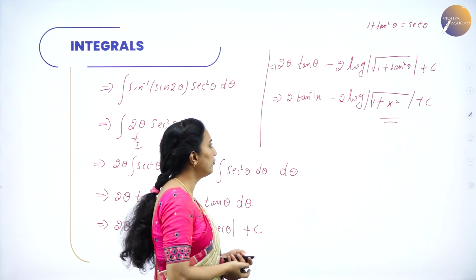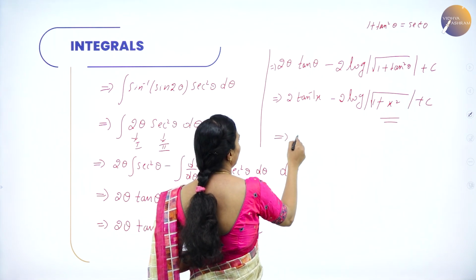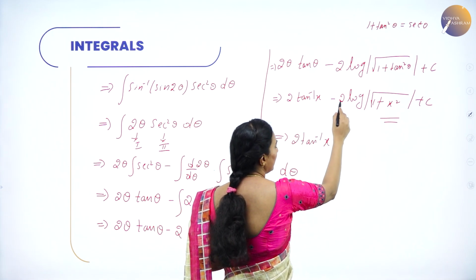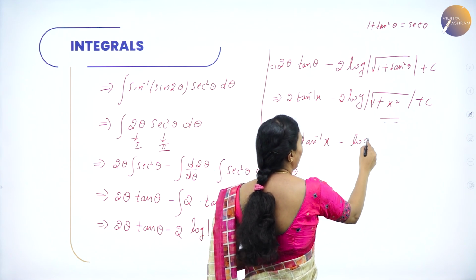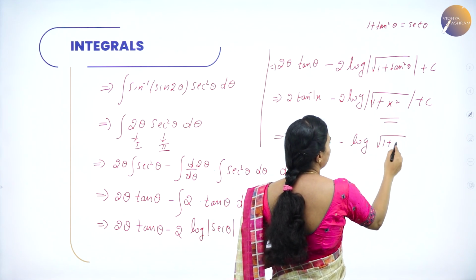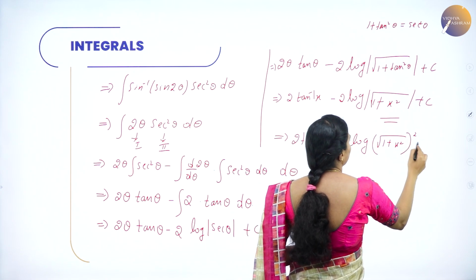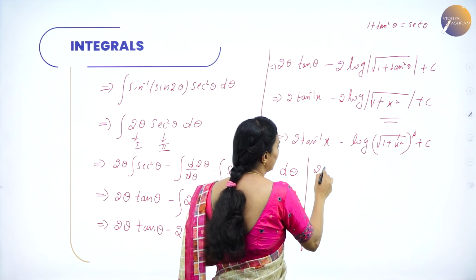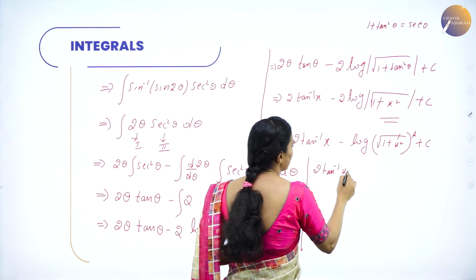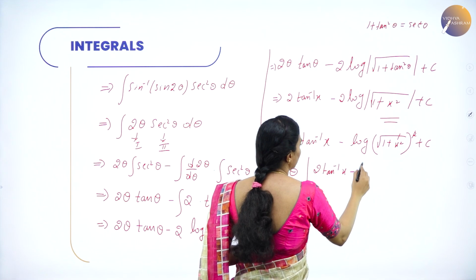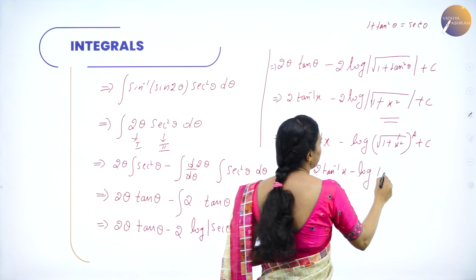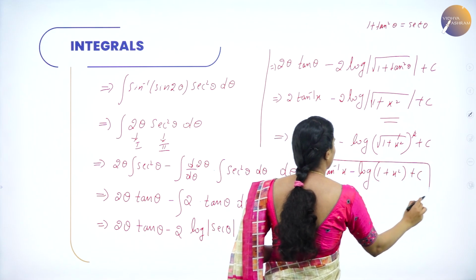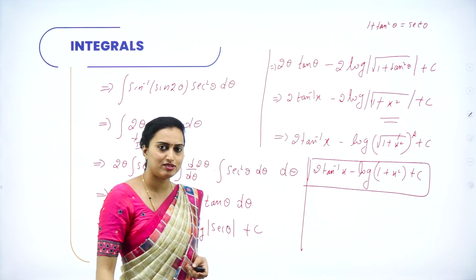Now, dear students, if you take according to the logarithmic formula 2 into tan inverse of x minus c n log m, which can be written as log m power n, 1 plus x squared whole square plus c. Anyway, root will get cancelled. So, the final answer you are going to get it as 2 tan inverse x minus c log 1 plus x squared plus c. And this is your final answer. You are going to get it as for that question, DS.